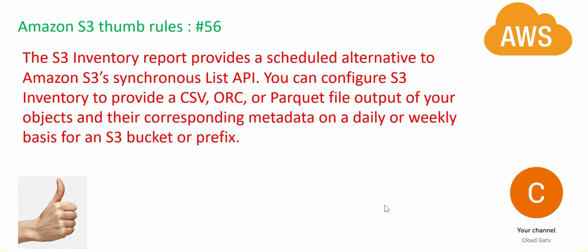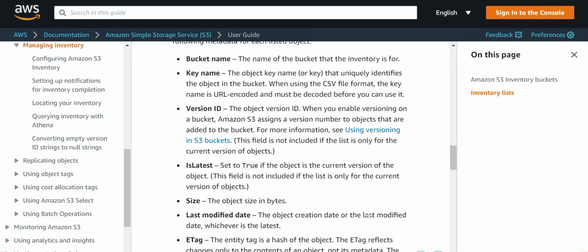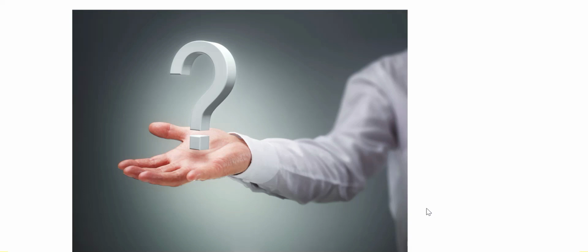Simply said, whatever is there in the S3 bucket, it will just pull that report and say that these are the files, and I'll show you what else it will give you. So you see this, it will give you the bucket name, key name, version ID, latest size, last modified date, tags, and so on. Now think about a question, and this comes in the certification exams a lot.